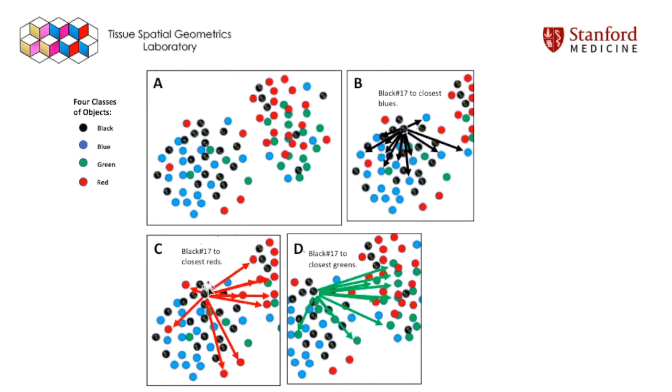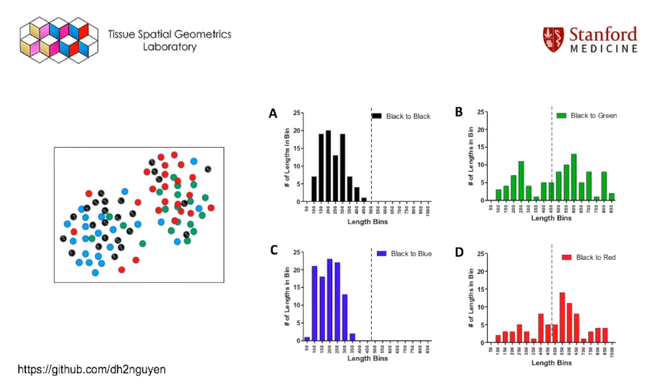In panel C, I do something similar for black 17, but now I measure its distance from every red dot in this system. And then in panel D, you do the same for black number 17, but now you measure the distance of this black 17 to every single green dot in the system. In this way, you can see that if you do that for every single black dot, not just black 17, what you get is a distribution of distances.